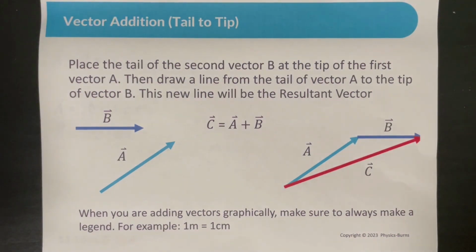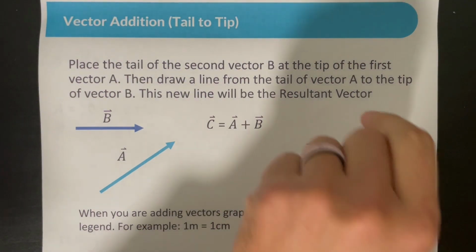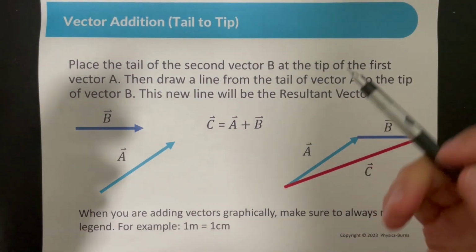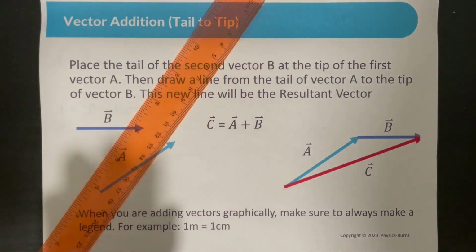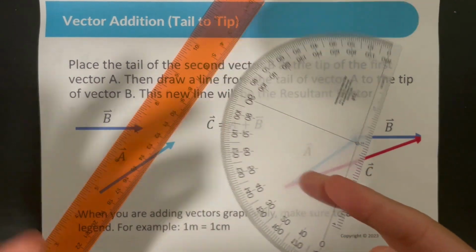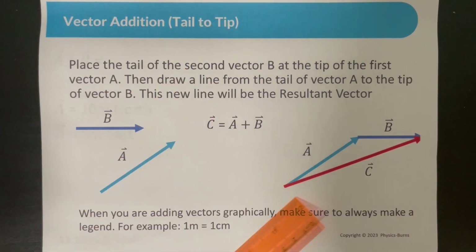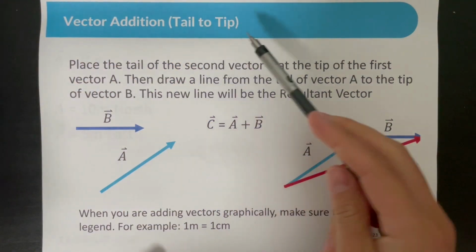Okay, everybody, welcome to Vector Addition. Not exactly my favorite way of doing this, but anyway, we're going to be using the ruler and the protractor a lot, so I figured this is probably the best way. Anyway, let's start. Vector addition, tail to tip.